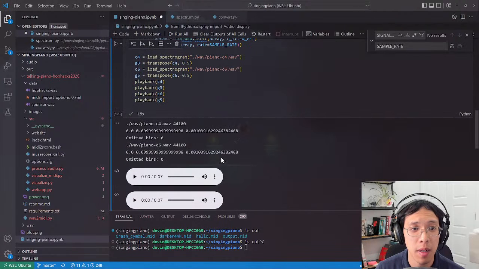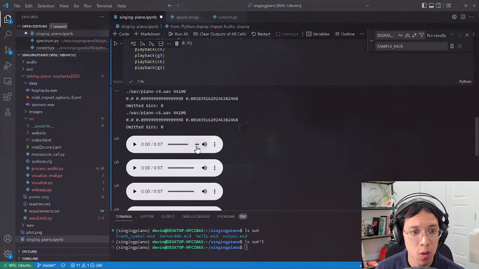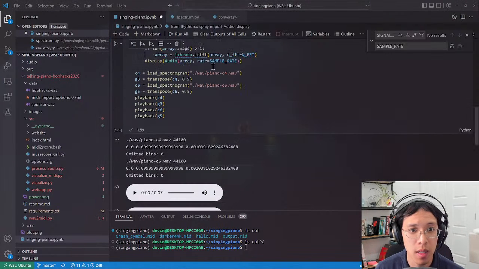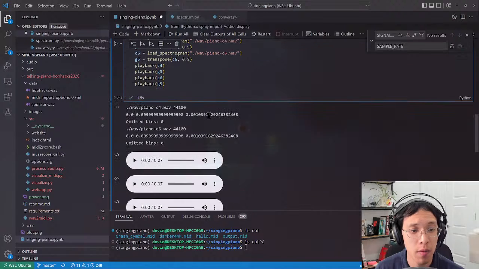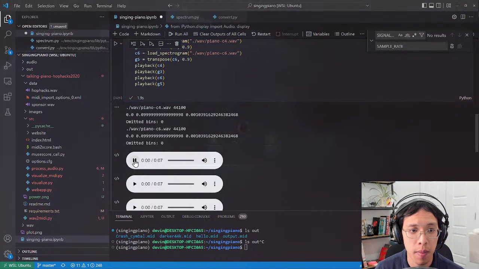Yes, okay, great. So I have C4, G3, C6, G5. Now I've generated them all from the spectrograms. So in theory, we'll be able to tell whether these weird sounds we're getting are due to the STFT inverse or if they're actually due to my transposition. So let's give it a shot.